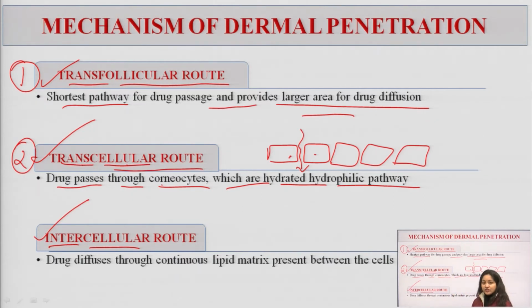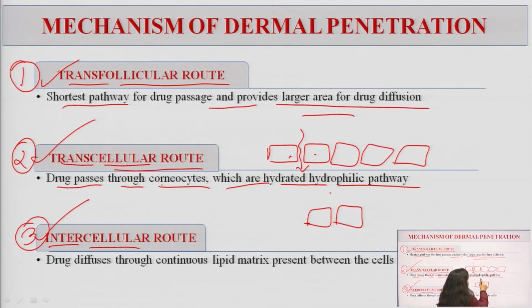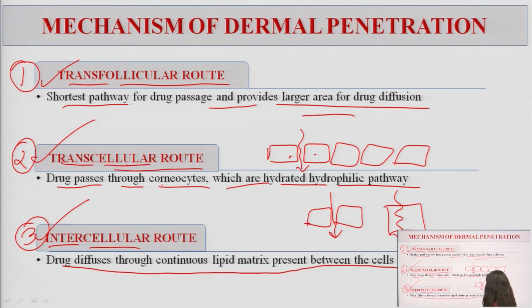Another mechanism through which dermal penetration may occur is the intercellular route. Now, here I was talking about between 2 cells, where the penetration occurs through the corneocytes. But in the intercellular route, the passage of the drug occurs inside the cells only. It is very important to understand the difference between transcellular and intercellular. Here, the drug diffuses through the continuous lipid matrix that is present between the cells. So these are some of the pathways through which dermal penetration occurs.